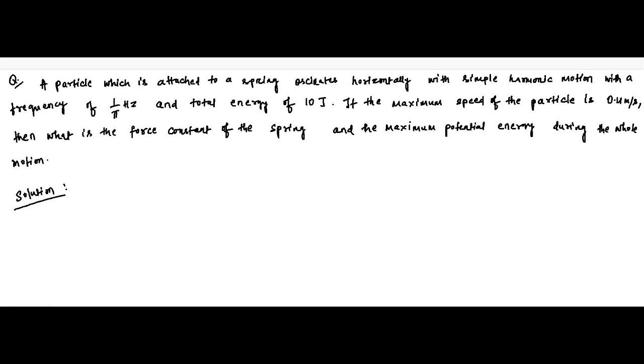Okay, so here is another question on energy of simple harmonic motion. It is given that a particle which is attached to a spring oscillates horizontally with simple harmonic motion with a frequency of 1 by pi hertz and a total energy of 10 joules. If the maximum speed of the particle is 0.4 meter per second, then what is the force constant of the spring and the maximum potential energy during this whole SHM motion?